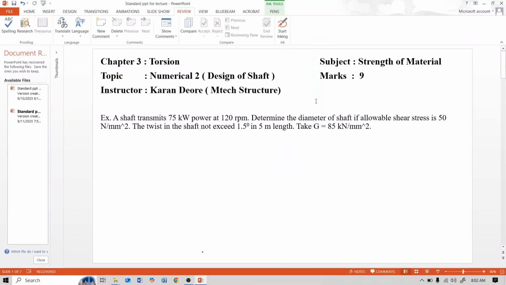Today, in this video lecture, we will see numerical 2 on design of shaft. A shaft transmits 75 kW power at 120 rpm. Determine the diameter of shaft if allowable shear stress is 50 Newton per mm square. The twist in the shaft should not exceed 1.5 degree in 5 meter length. Take G, shear modulus, as 85 kN per mm square.